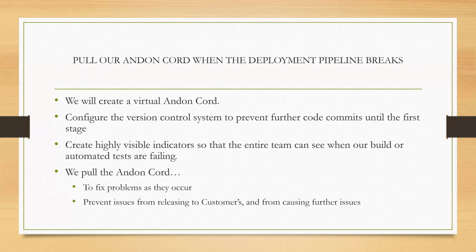When we see that, we go, oh yeah, we have a major issue. We all have to stop whatever we're doing and focus on fixing the issue. And when we pull that andon cord, we need to fix the problems as they occur. And that's why we need to pull that cord. This allows us to prevent issues from releasing to customers and from causing further problems. If you let a problem just sit and ignore it rather than fixing it right away, oftentimes more things build on top of that, and that problem just really grows.